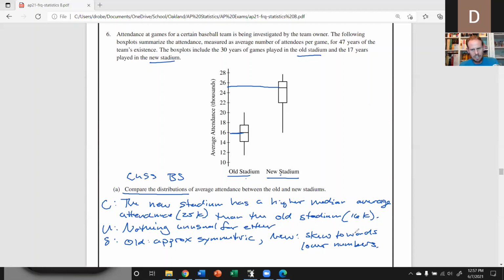I guess you could turn your head this way and say skewed right, or you can turn your head that way and say skewed left. So I don't necessarily want to say left or right. I want to say skewed towards the lower numbers, because we have a longer section here and a longer section here than we did here and here.